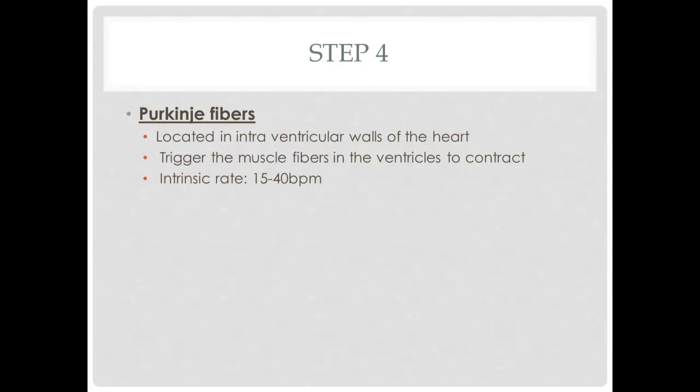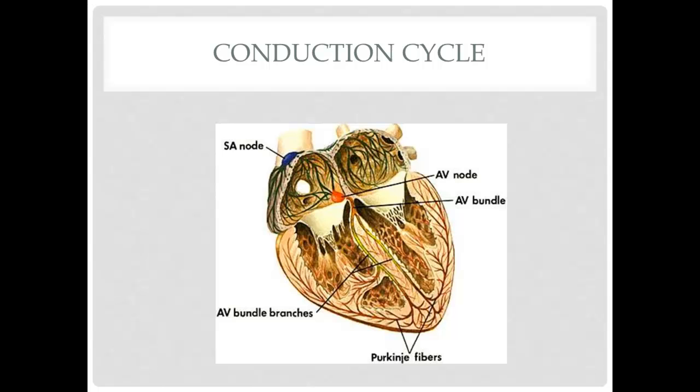And lastly, step four is the Purkinje fibers. This is located in the intraventricular walls of the heart, and it triggers the muscle fibers in the ventricles to contract. This is the slowest intrinsic rate at 20 to 40 beats per minute.